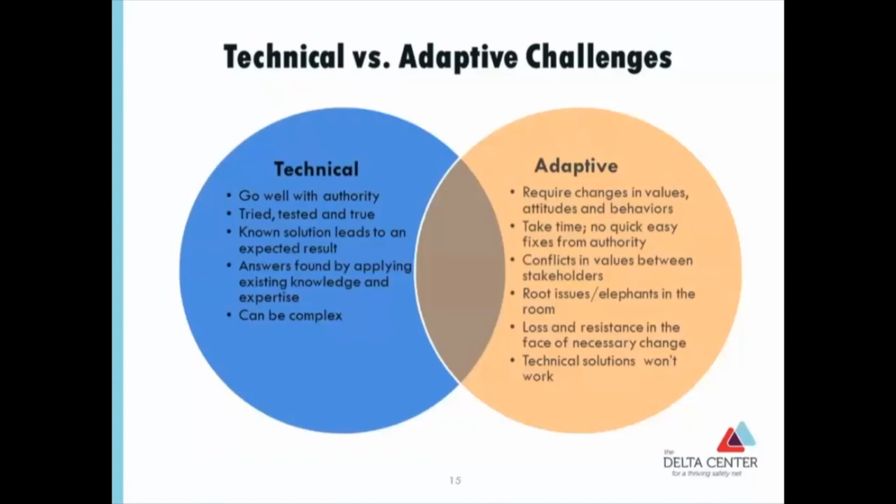Loss is another hallmark. If the change that you seek is bringing about losses for people, and there's resistance as a result of the losses that people don't want to sustain, then it's very likely that there is an adaptive challenge at play. And then finally, technical solutions won't solve it. So you've tried technical solutions, but the problem keeps coming back. And so I would argue that whenever you try to put a technical solution on an adaptive challenge, it's probably not going to work, right?